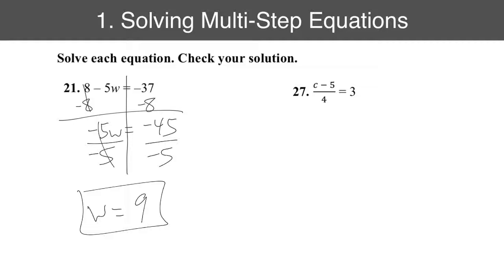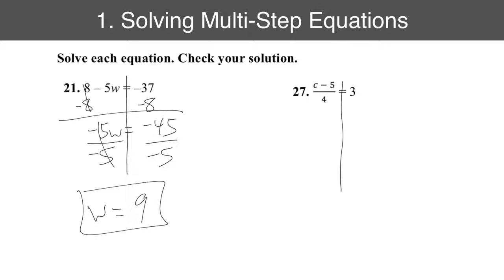All right, let's take a look at number 27. Again, you can draw the line down the equal sign like a brick wall. And so we look on both sides. On the left side, we have c minus 5 being divided by 4. So we got to get the c by itself, so the 5 and the 4 both have to move. So which one goes first?